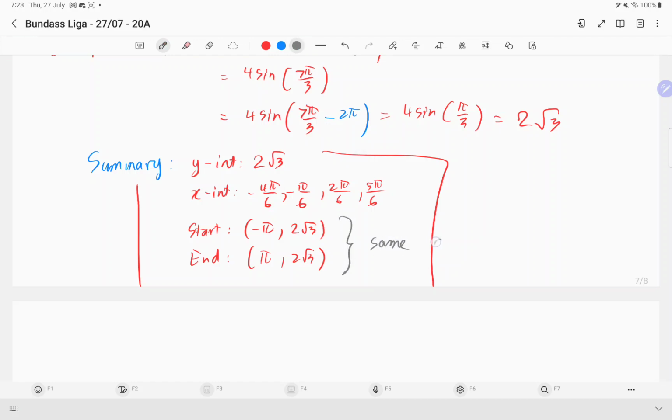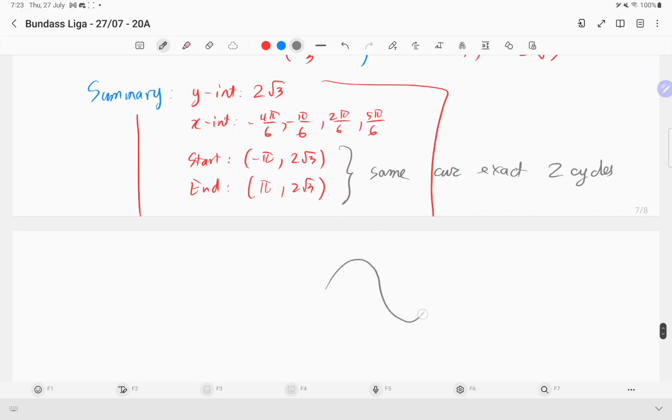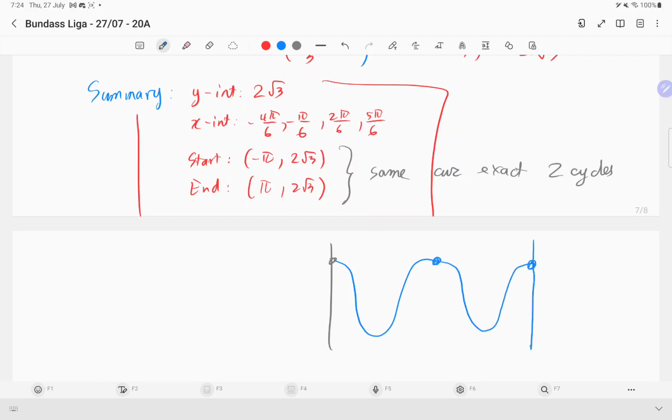Same, because exactly 2 cycles. Remember, when you have a cycle of any trigonometric graph, it starts and ends at the same point, right? Even if you shift this a bit later, so let's say you start somewhere up here, and then you go down, and then you go up again. One exact cycle will start and end at the same point. But if you don't have a full cycle, if you have 2/3 of a cycle, then it must end at a different point. So if you have 2 full cycles, then let's say that's a cos graph, and then if you repeat another cycle, it will start and end at the same point for 2 full cycles. Does that make sense?